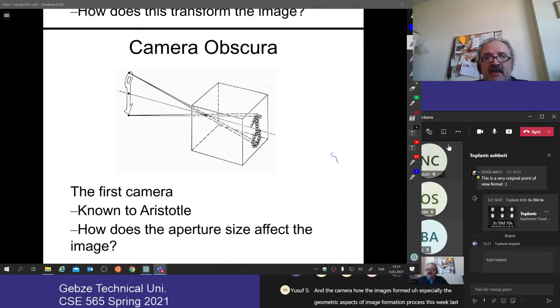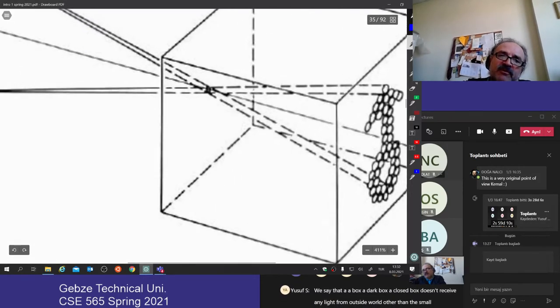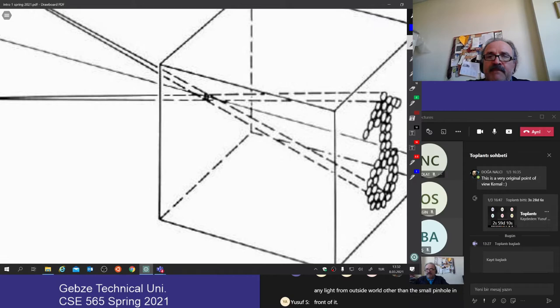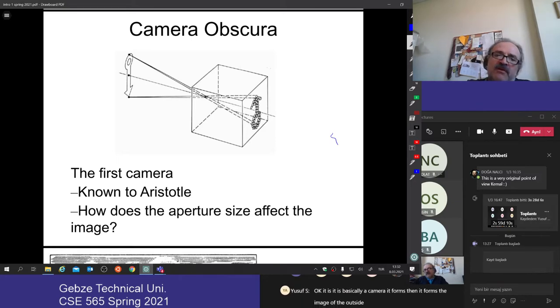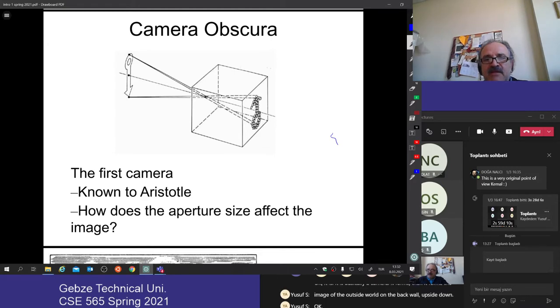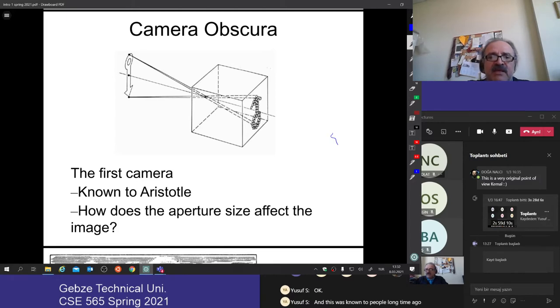Last week, I think we looked at this picture, camera obscura. We say that a dark box, a closed box that doesn't receive any light from the outside world other than through a small pinhole in front of it, is basically a camera. It forms the image of the outside world on the back wall upside down. This was known to people a long time ago, as far back as Aristotle.